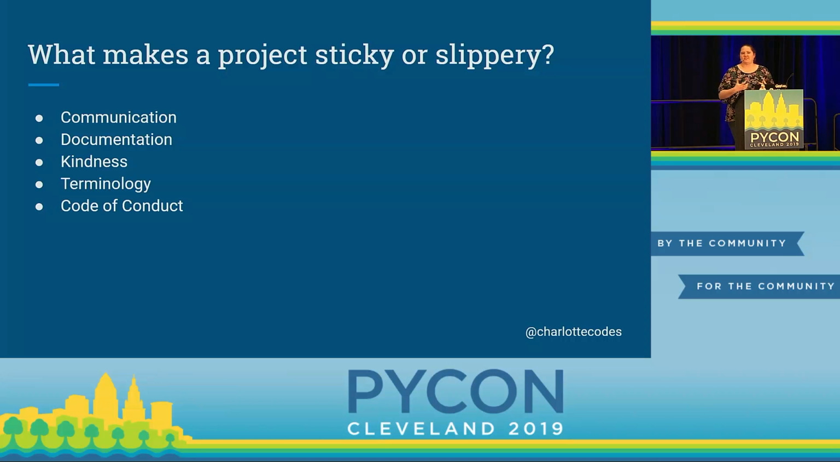So what makes a project fall on one end or the other of the spectrum? There are 5 things I'm going to break this down into, and I'm going to go into each of these in more detail. But in brief, communication, they need to be able to communicate with you. Documentation, we all know the importance of documentation, but I'm going to go into some more detail about how that relates to this. Kindness, basic human trait, very important in this context. Terminology that's used in your project, and the ever-popular code of conduct.